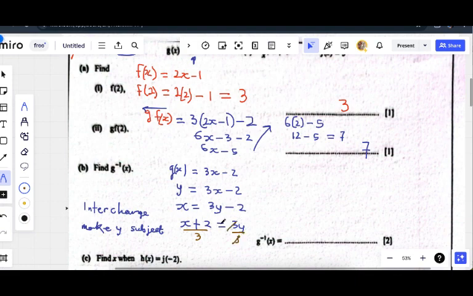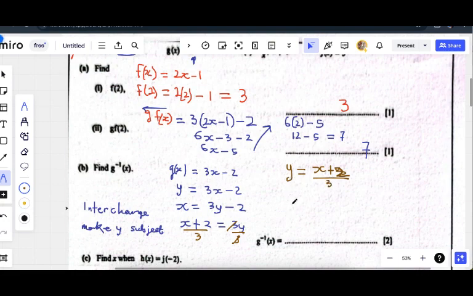So if you do that, we'll get the y function. Y will be equal to x plus 2 over 3. So you now found out that y equals x plus 2 over 3.